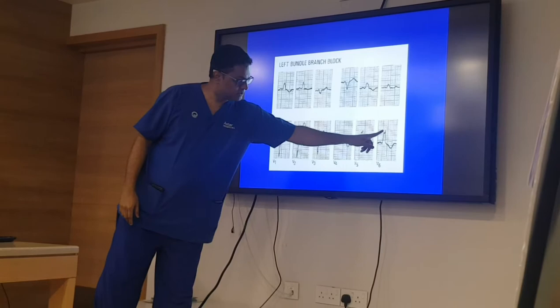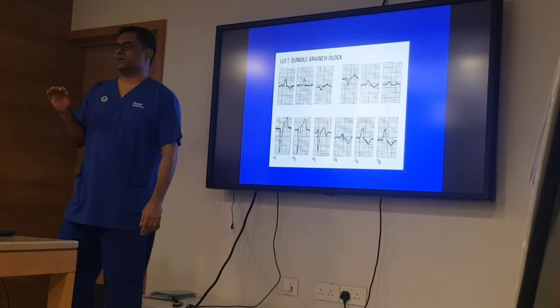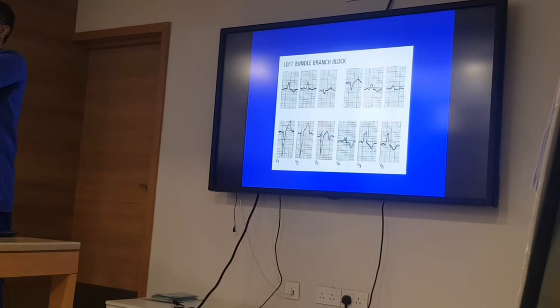Here you don't get a typical RSR, but you get something like an M. Can you see that? M pattern in V6, deep S wave in V1 is left. As I said, if you don't understand the mechanism, just mug it up. M in V1 with deep S wave in V6 is right bundle branch block. But it reverses: M in V6 and deep S in V1 is left bundle branch block.